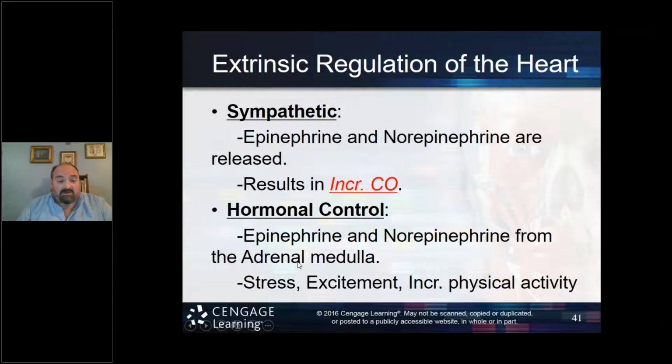Now, know that with the fight or flight situation, the adrenal medulla, the core or inner portion of the adrenal gland, is nervous tissue, and it produces this epinephrine and norepinephrine. As a result of the fight or flight situation, stress, excitement, or increased physical activity, we're going to produce and kick out more epinephrine and norepinephrine.